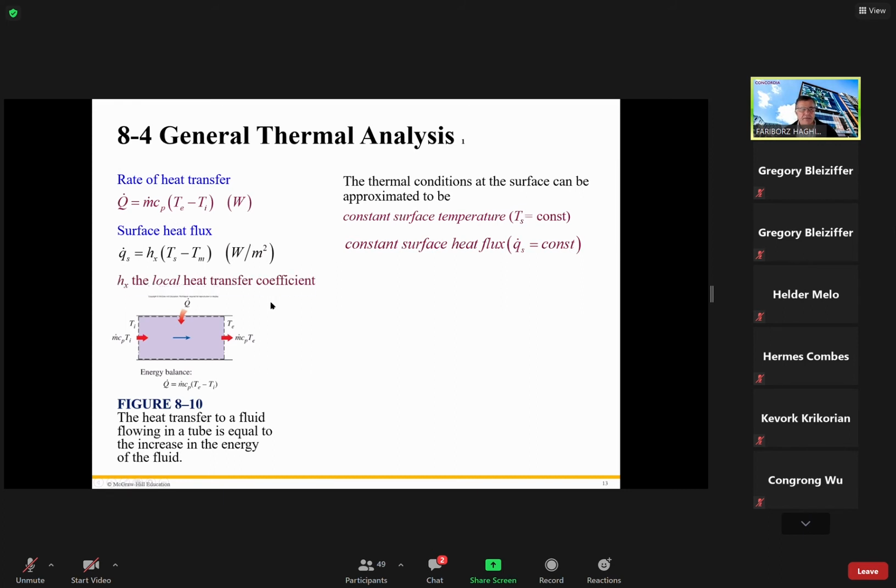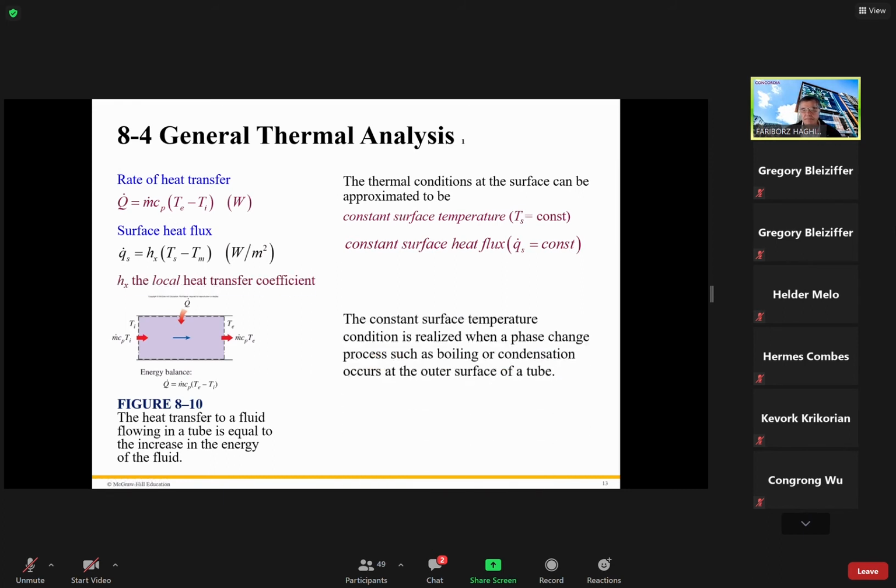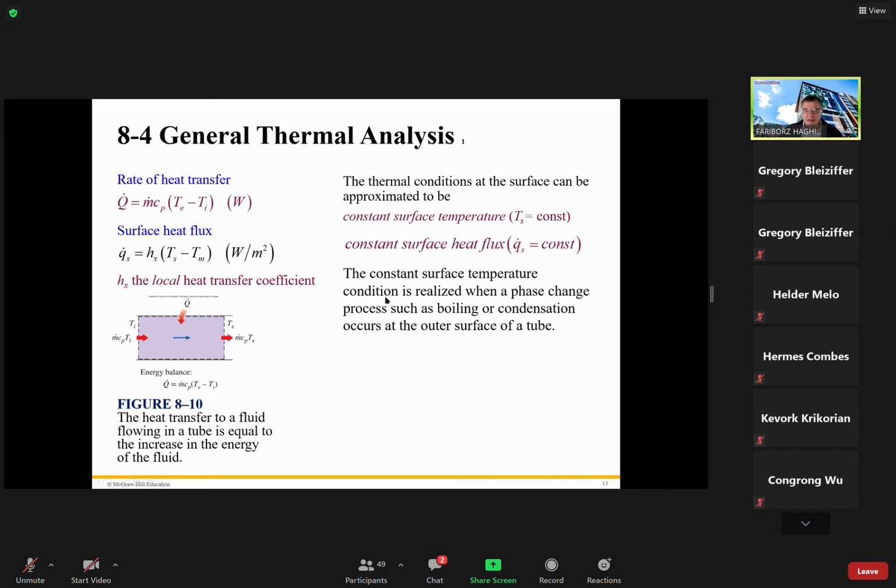Please stop me whenever you have a question. Again, try to understand the problem when you're trying to solve it. The constant temperature condition is idealized when there is a phase change process, such as boiling. When there is a phase change, it's going from liquid to vapor. The temperature is constant. Or condensation is going from vapor to liquid. The temperature is constant. In that case, we can assume the surface temperature is constant, okay?